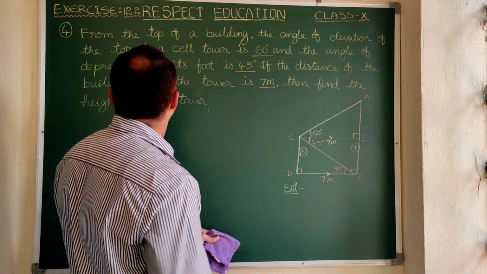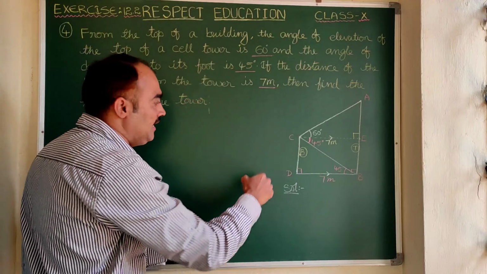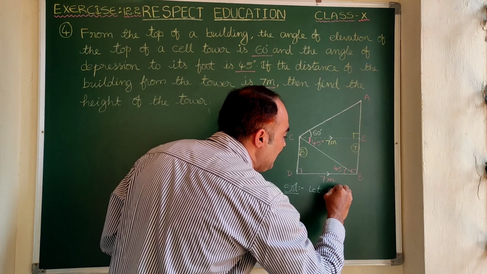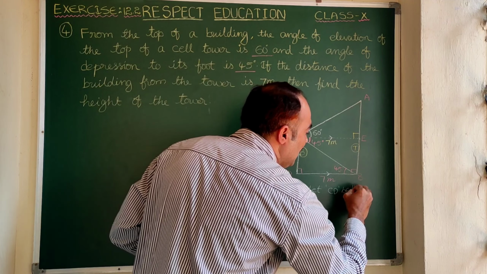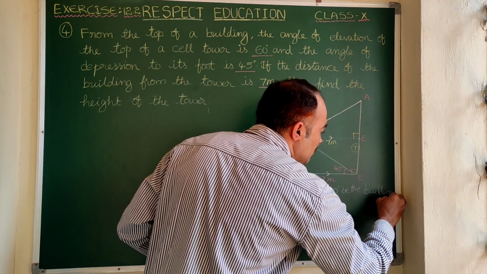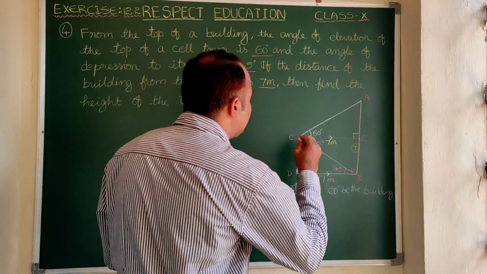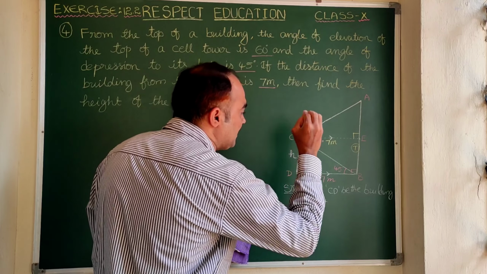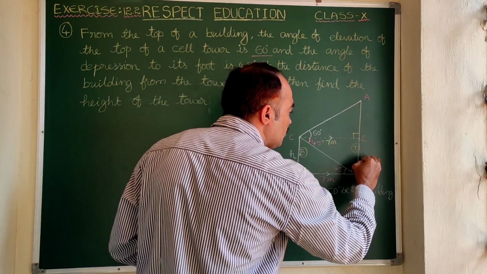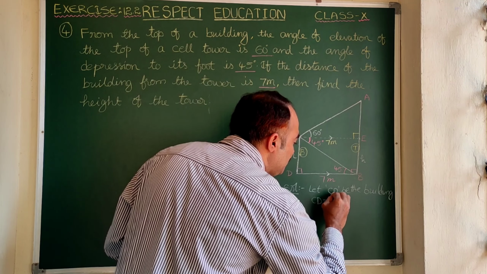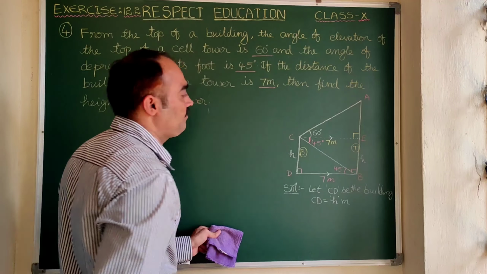So here let us write from the top of a building. Let CD be the building, or we can say height of the building also, both are the same. CD is not mentioned, so let us take this as some H meters, then EB also will be H meters. So we can take CD as some H meters.